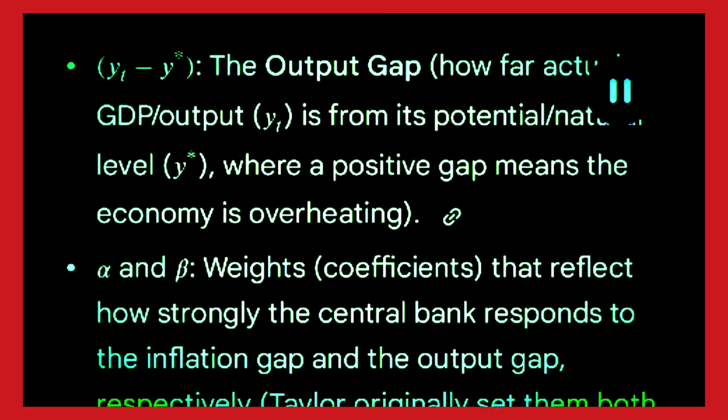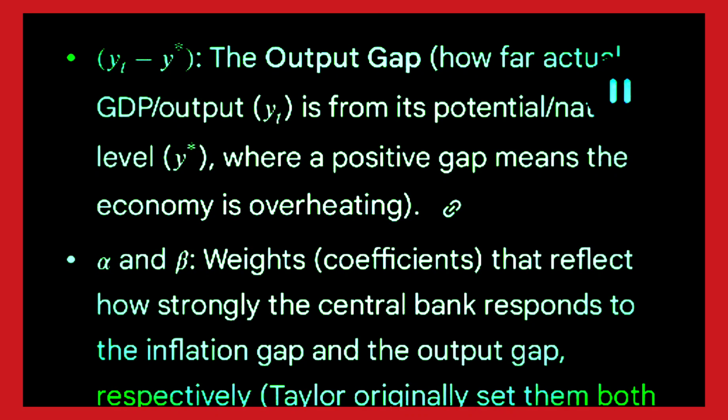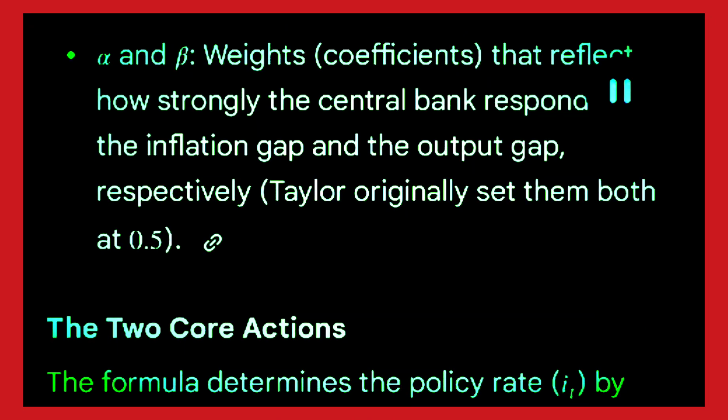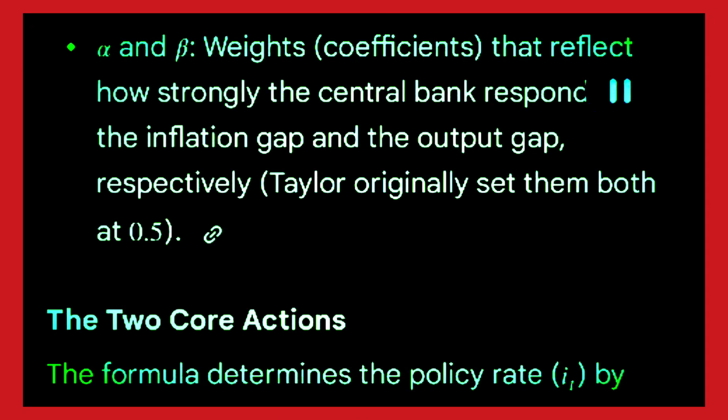y_t minus y*, the output gap, how far actual GDP output, y_t, is from its potential natural level, y*, where a positive gap means the economy is overheating. Alpha and beta, weights, coefficients, that reflect how strongly the central bank responds to the inflation gap and the output gap, respectively. Taylor originally set them both at 0.5.